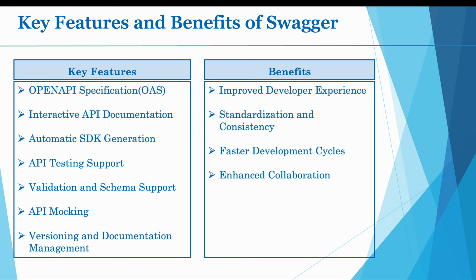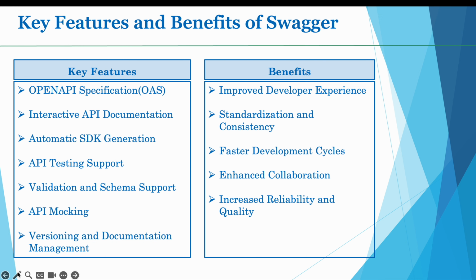Enhanced collaboration. Swagger fosters collaboration among development teams by providing a centralized source of truth for API specifications and documentation. Teams can work together to define, document, and test APIs, leading to better communication and alignment.